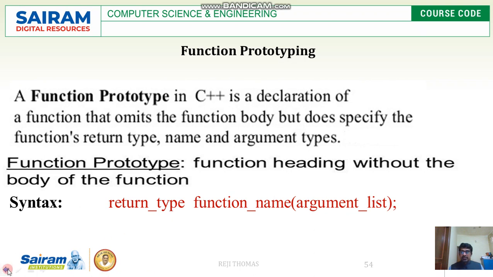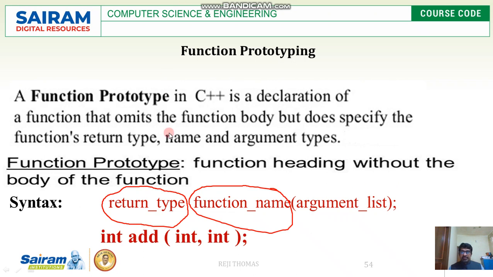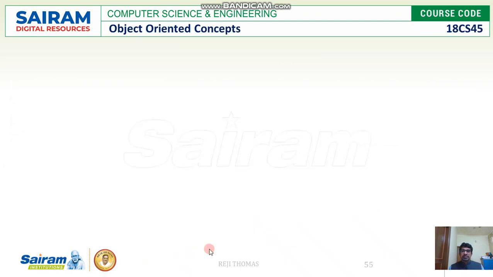Normally the syntax for this is you have to give the return type. Please do remember, this return type can be of any type like integer, float, character. Then you have to give the function name and the argument list. So it takes three parts: return type, your function name, and the argument list. For example, you can find int as the return type, add is your function name, and this is the argument list.